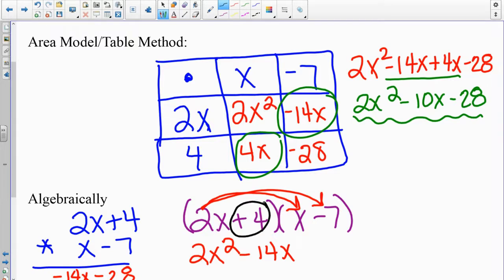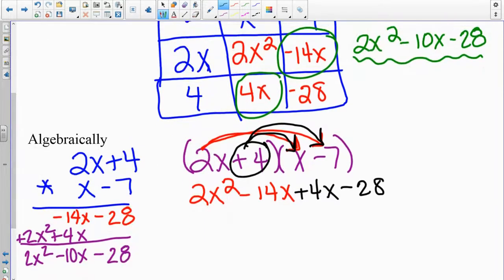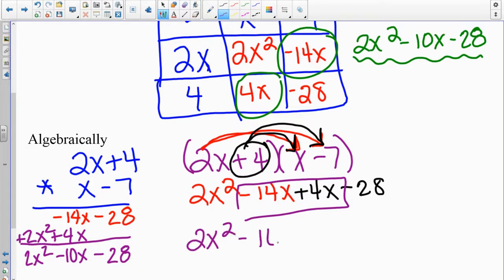So now we're going to take that positive 4 times the x and the positive 4 times the negative 7. So positive 4 times x gives you 4x. Positive 4 times negative 7 gives you negative 28. Again, this kind of gives you the same idea as the area model. You will have a 4-term polynomial, but if you look carefully, these two terms in the middle, you can combine them together. So we get negative 14x plus 4x, of course, gives us negative 10x, and then we have the negative 28.